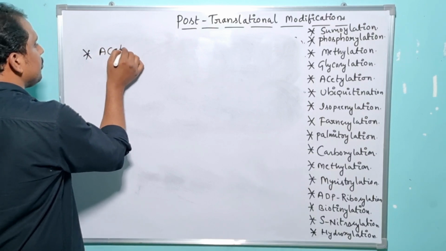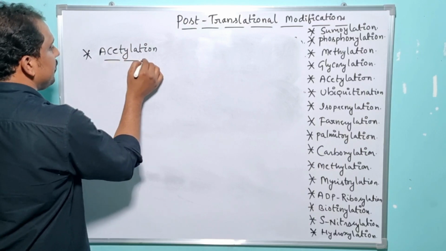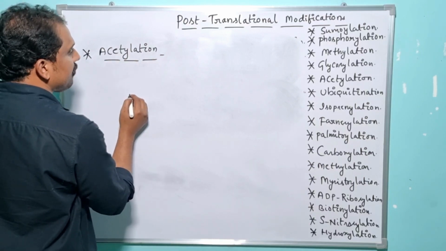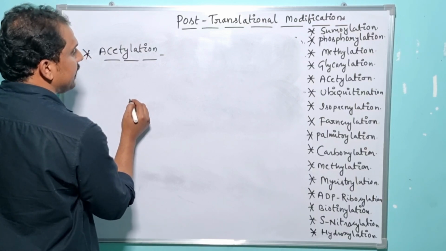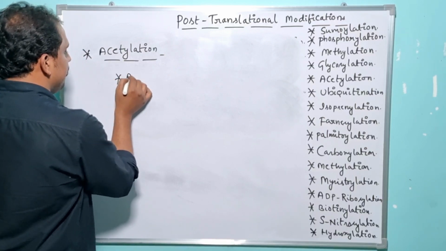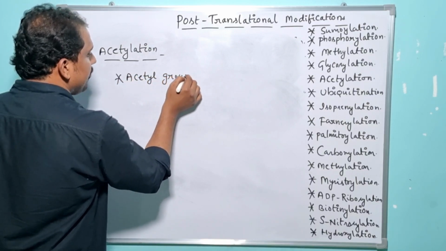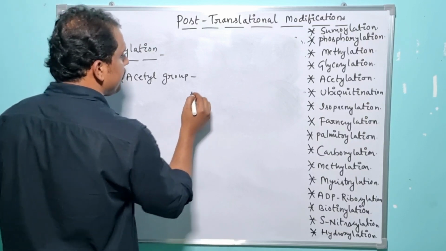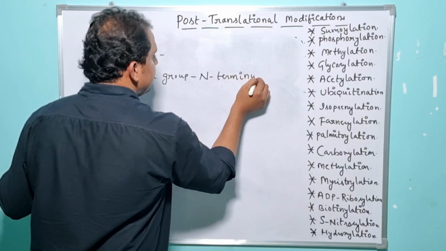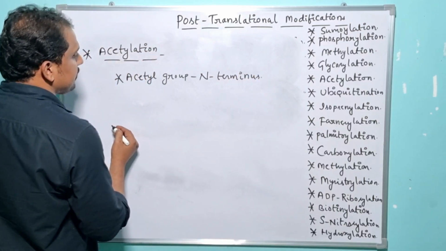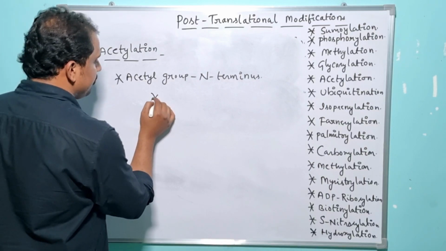Acetylation, right? During acetylation, as the name suggests, the acetyl group is successfully recruited to the newly synthesized polypeptide chain at the N-terminus. The specific acetylation is most commonly responsible for inducing gene expression.